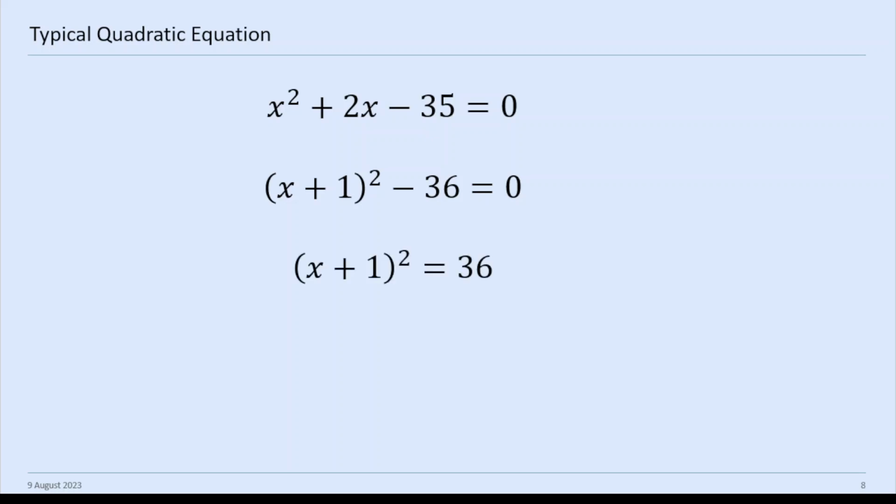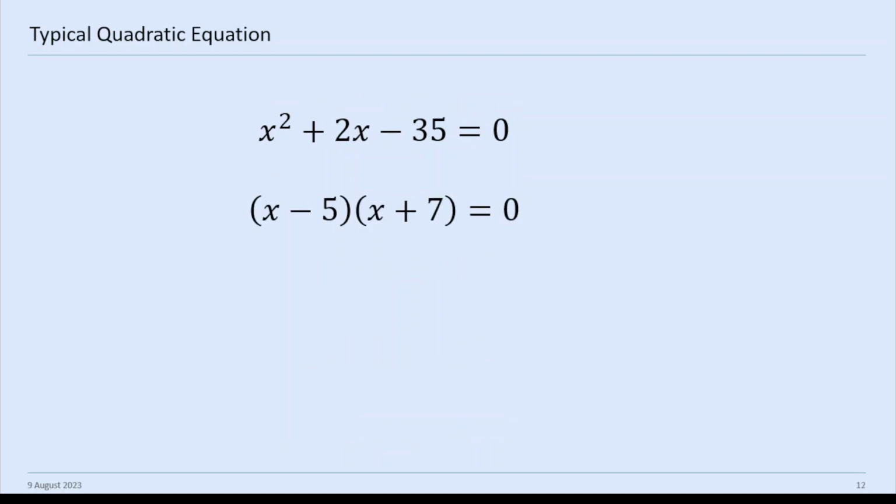Add 36 to both sides. X plus 1 squared equals 36. X plus 1 equals plus or minus 6. And then we take 1 from both sides. We get x equals 5 or x equals minus 7. Because x plus 1 is plus or minus 6. So if x plus 1 equals plus 6, you get x equals 5 by taking 1 off both sides. And if x plus 1 equals minus 6, you get x equals minus 7 by taking 1 off both sides.